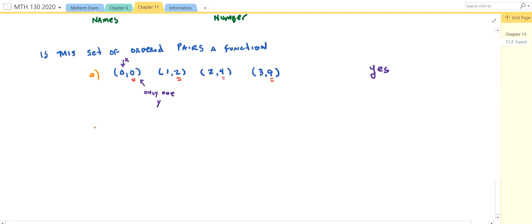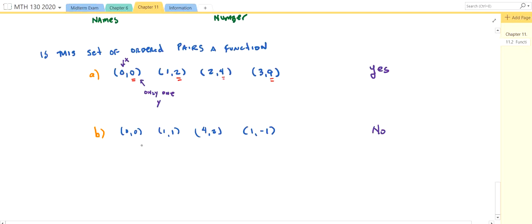On the other hand, let's look at this set. Suppose I had 0, 0, 1, 1, 4, 2, and 1, minus 1. In this case, this set is not exhibiting functional behavior with respect to the second term.